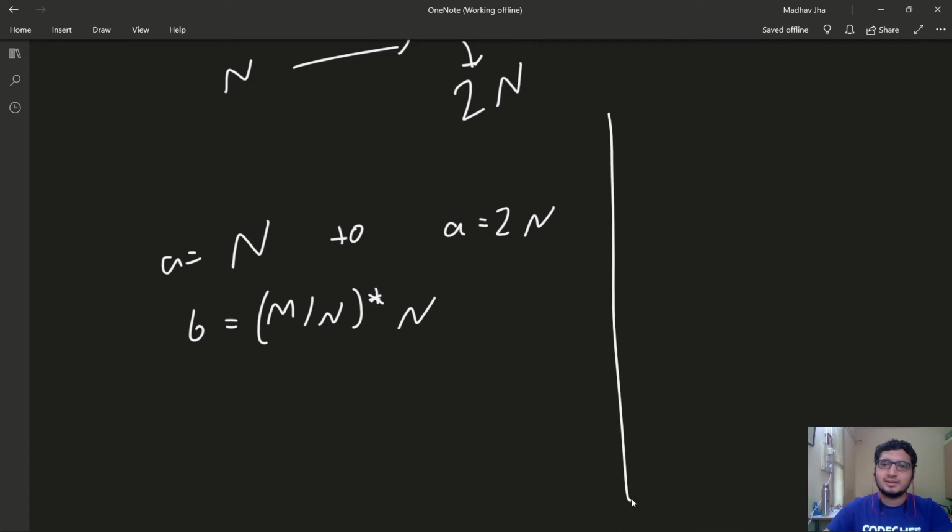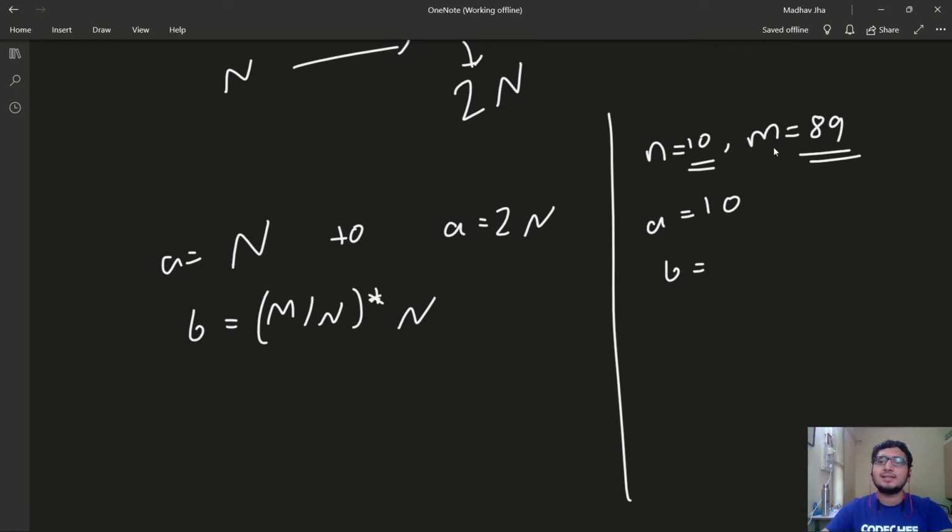Let's say we are given two numbers, right? So our n is 10 and m is equal to 89, right? Now, as we said, we are going to make sure that our n stays the same, right? So let's say we take a as 10. So what can be our b? What is the maximum number that is less than or equal to m and a multiple of 10? We can simply say, well, m divided by 10.